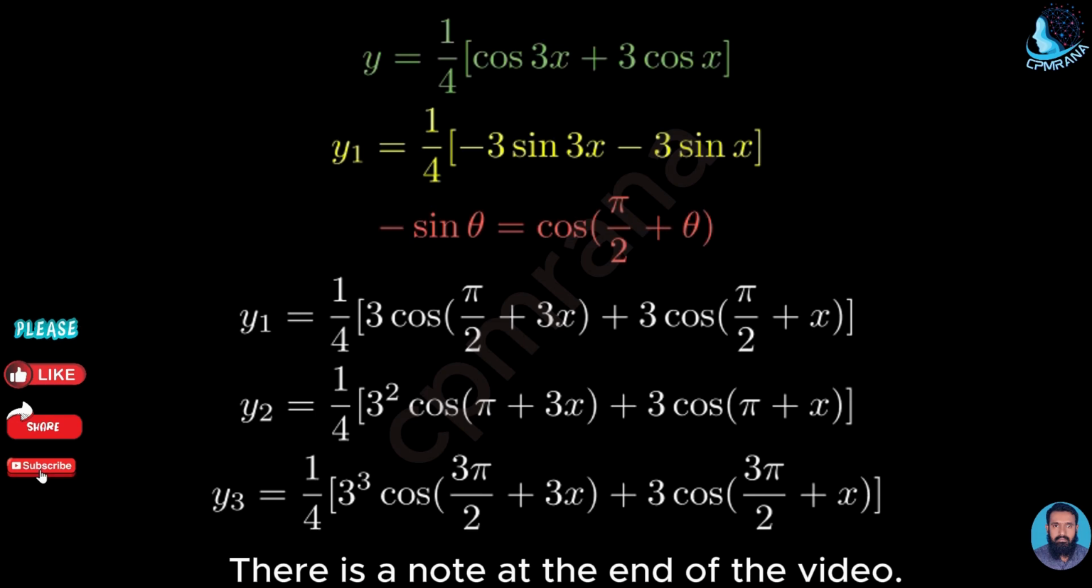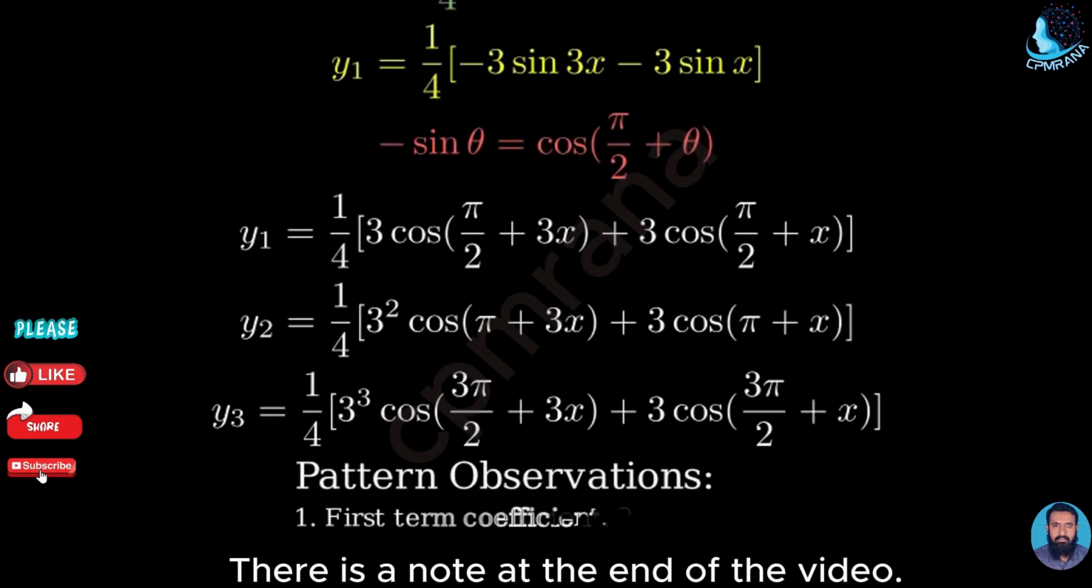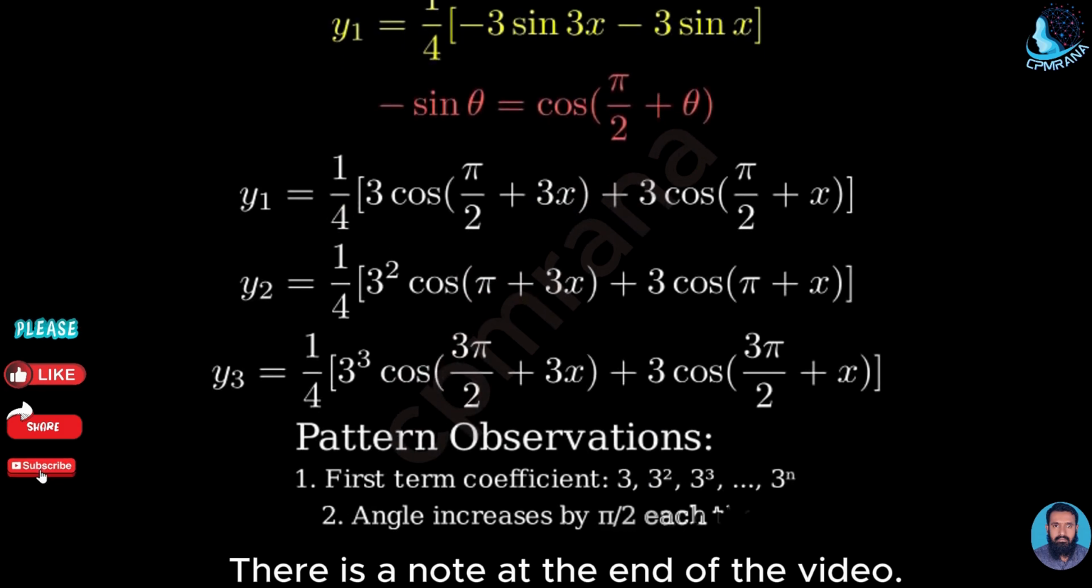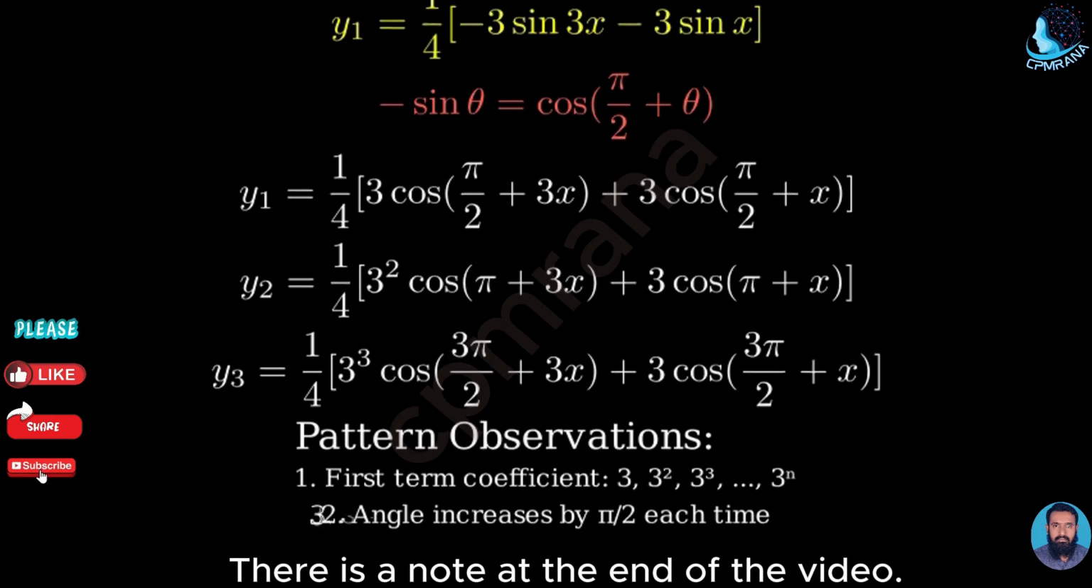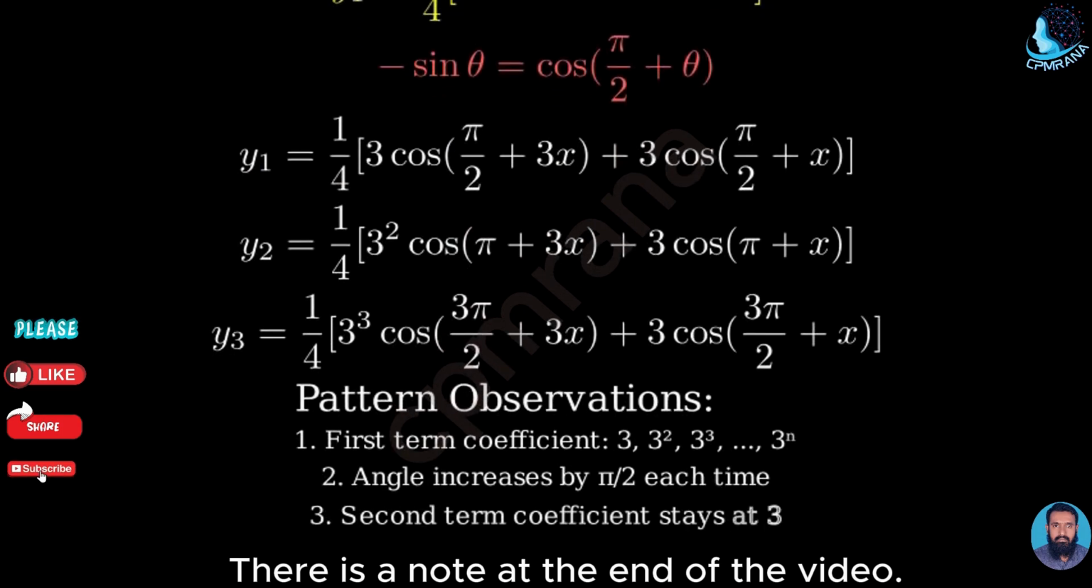Let's identify the pattern. First, the coefficient of the first term increases by a power of 3 each time. Second, the angle inside the cosine increases by pi over 2 each time. And the second term maintains its coefficient of 3.